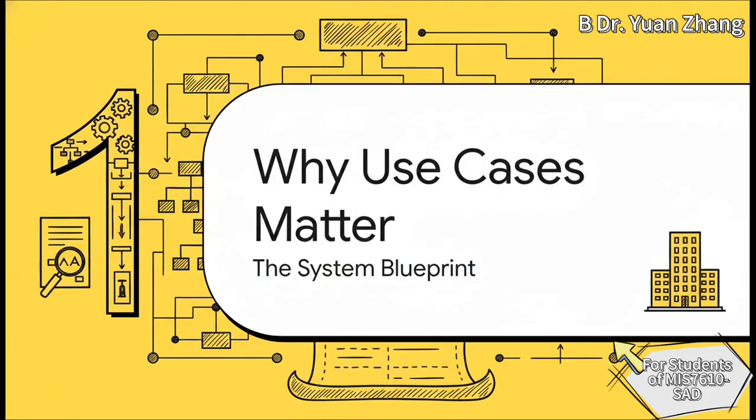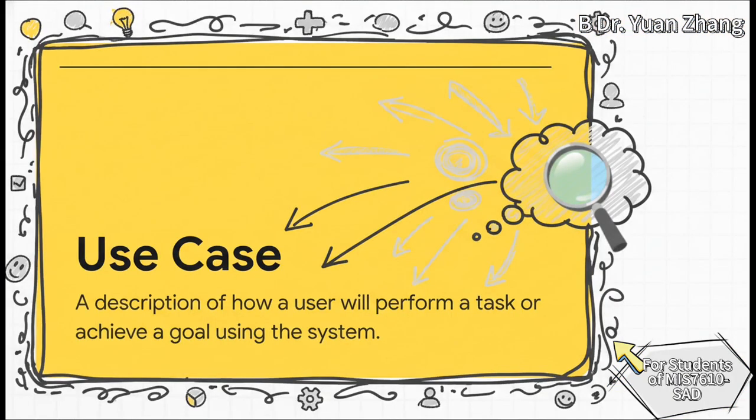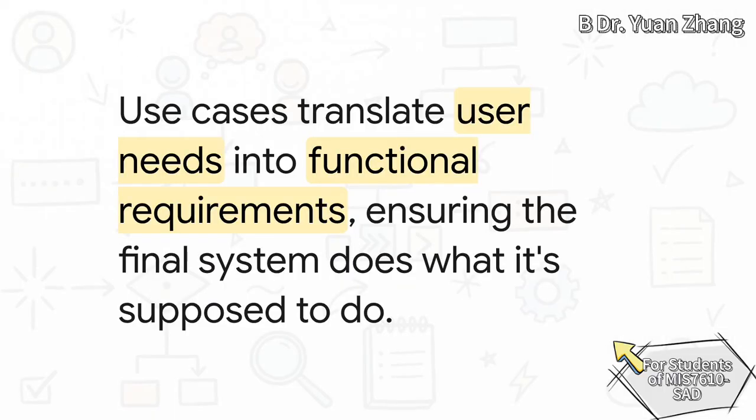First up, why do use cases even matter? Well, think of them as the foundational blueprint for your entire system. They make sure that what you design is actually what the user needs. So what is a use case, really? The best way to think about it is as a story. It's a simple little story that describes one specific interaction from the user's point of view. It's all about them achieving one single goal. And this is where the magic happens. Use cases are the bridge that connects the user's world, what they want, what they need, to the developer's world of technical requirements. They make sure we're all speaking the same language so we build the right thing.